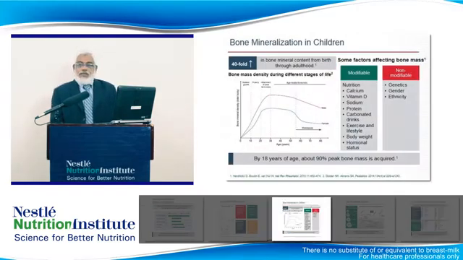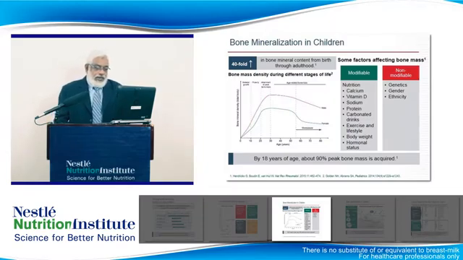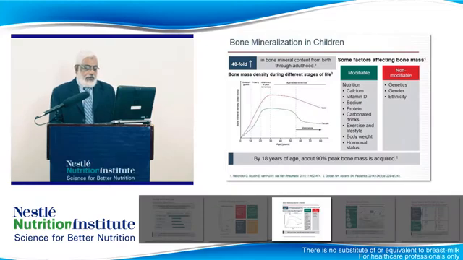Bone mineralization in children. There is a 40-fold increase in bone mineral content from birth throughout adulthood. By 18 years of age, about 90% of peak bone mass is acquired. There are some factors affecting bone mass: modifiable factors and non-modifiable factors. Nutrition, calcium, vitamin D, sodium, protein, etc. are examples of modifiable factors. And non-modifiable factors are genetics, gender, and ethnicity.